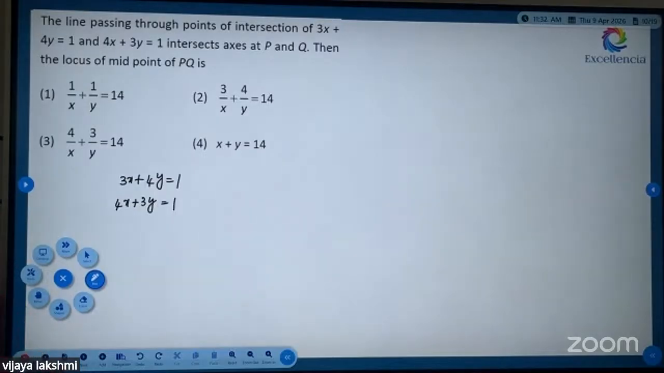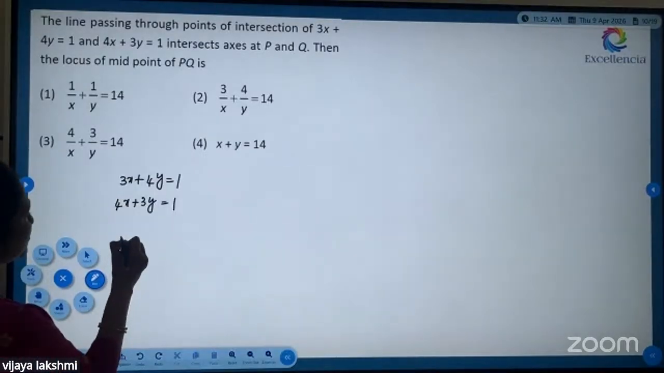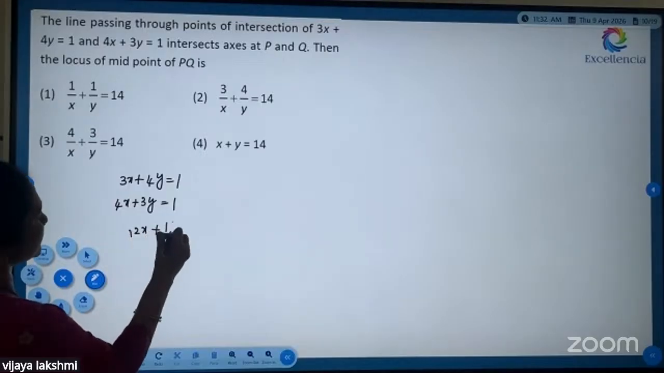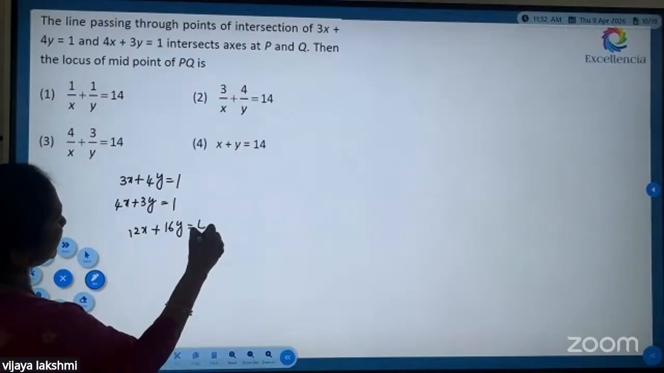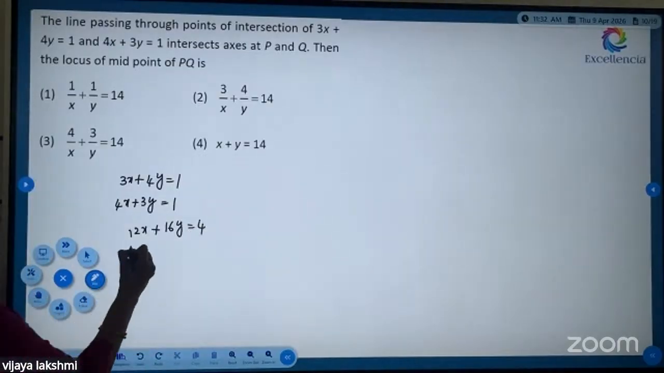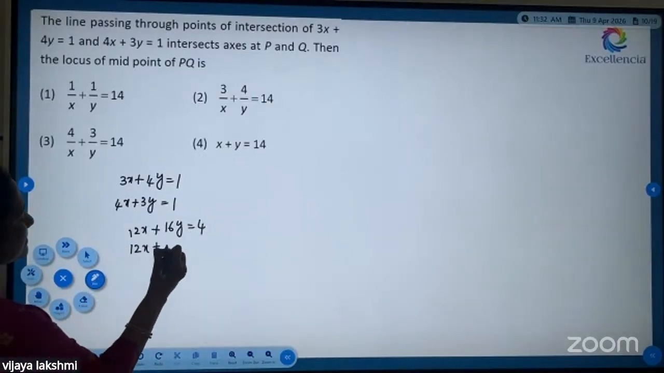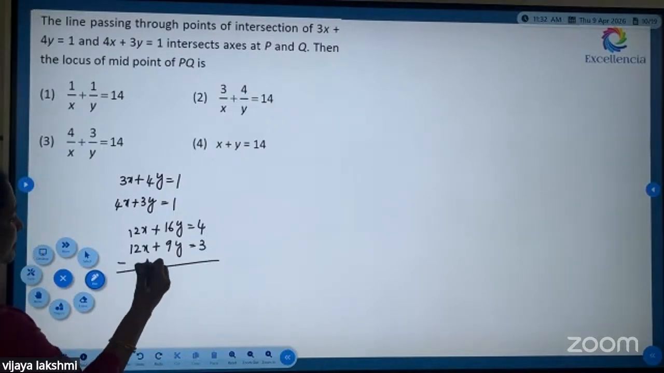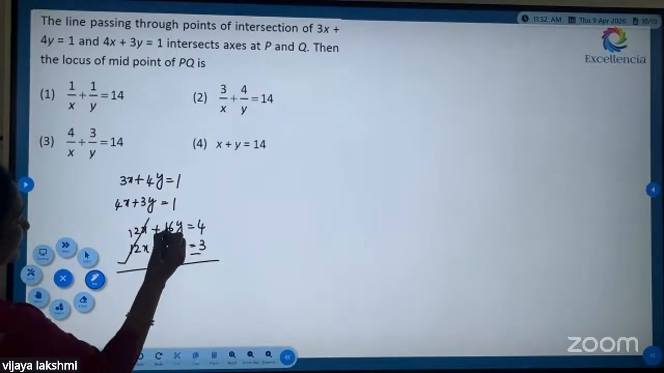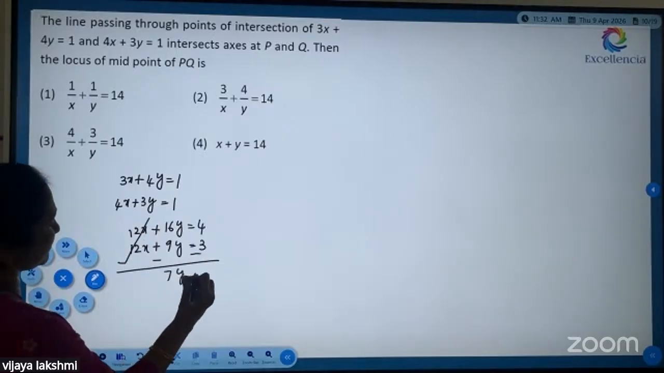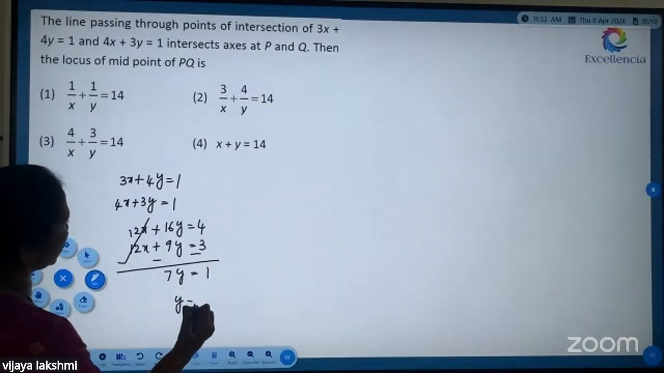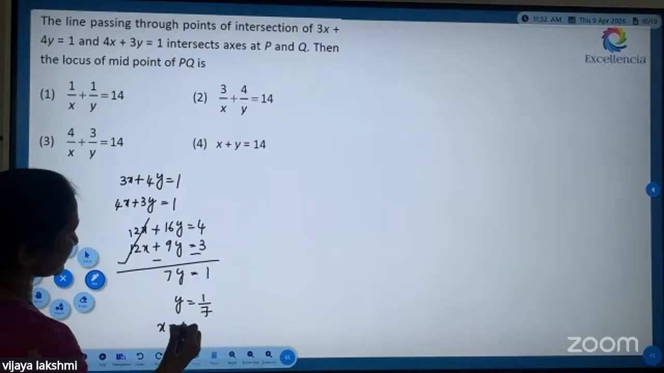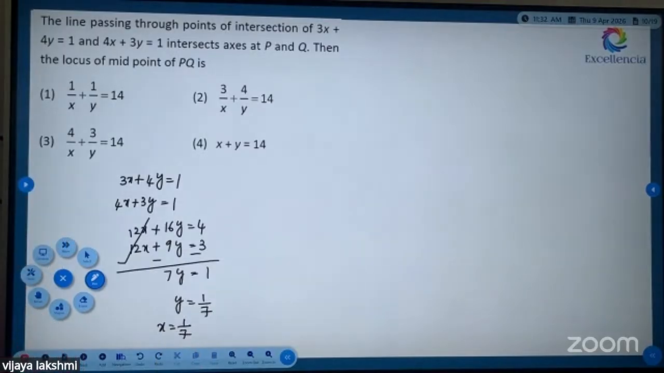Now we can make it an elimination method. First equation multiply with 4: 12x plus 16y equal to 4. Similarly, multiply the second one with 3: 12x plus 9y equal to 3. Just by subtracting, we get 16 minus 9, 7y equal to 1. So y equals 1 by 7. And if you substitute it, x also equals 1 by 7.